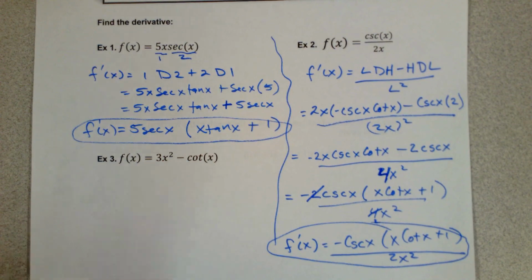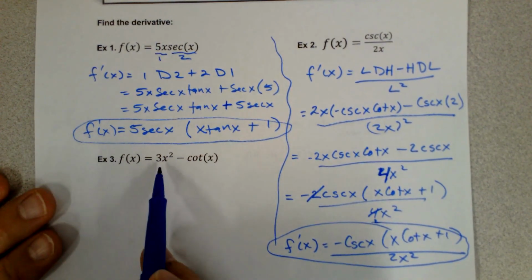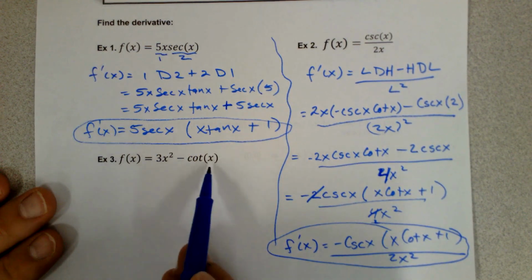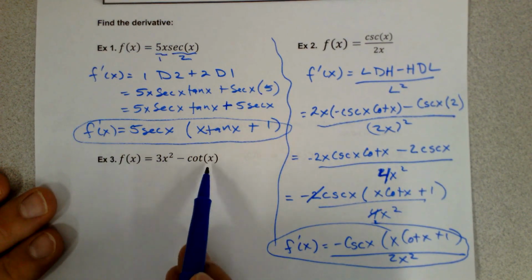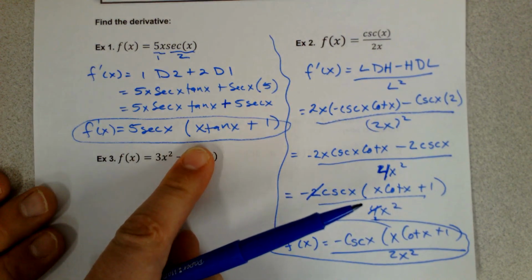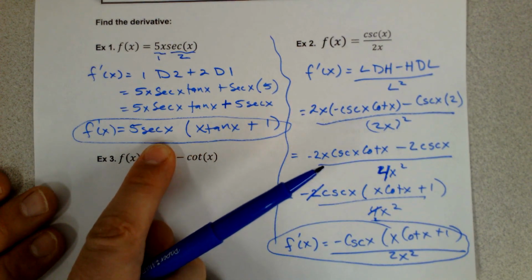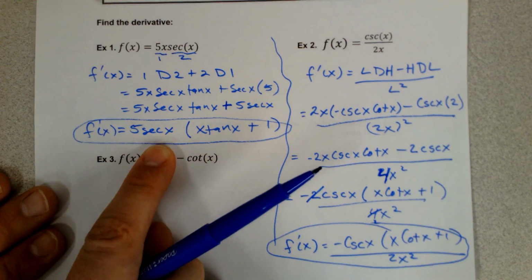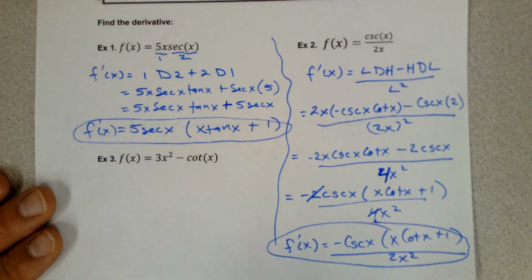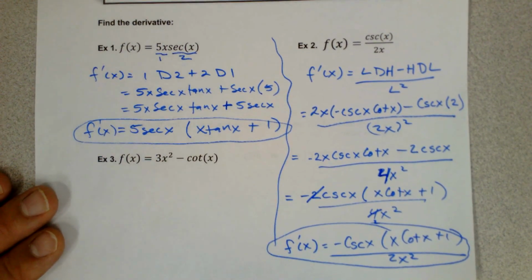Last but not least on this page, I've got f of x is 3x squared minus cotangent of x. This is, again, not a product. These are two separate terms. So I just have to find the derivative of 3x squared, and the derivative of negative cotangent of x. If there was an x in front of the cotangent, then I'd have to use the product rule, but that's not the case here.